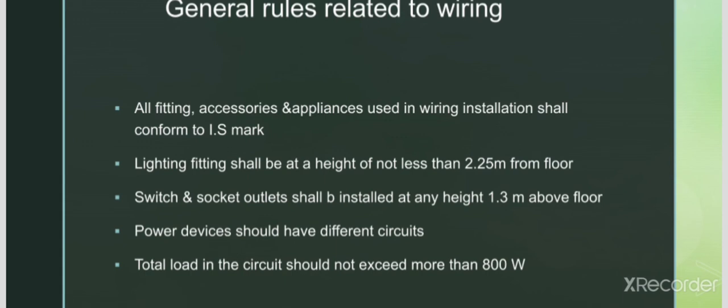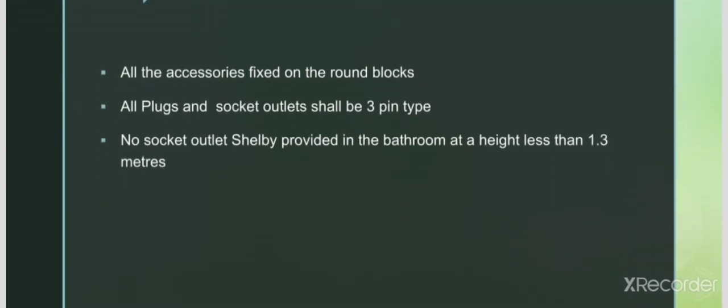And a switch and socket outlet should be installed at a height of 1.3 meters above the floor level. And all the plugs, sockets and outlets shall be 3-pin type. And no socket outlet should be provided in the bathrooms at a height of less than 1.3 meters. If the voltage exceeds 250 volts, all the distribution boards and main switches should be provided with a danger board. And power devices should have different circuits. And all the accessories should be fixed on round blocks or boards with brass screws.